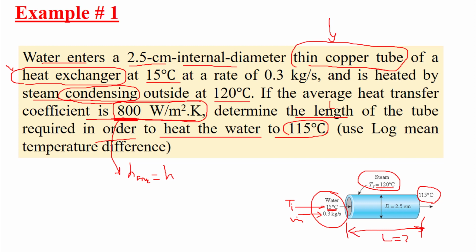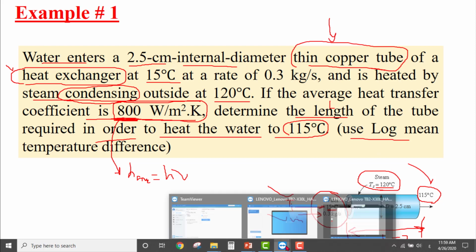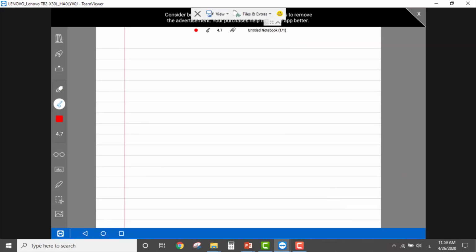So it is unknown. In order to achieve this, we know T inlet temperature, m dot, and H, and we need to find L. Okay, and here he said use log mean temperature difference. Let us go to the solving board and try to solve this problem.